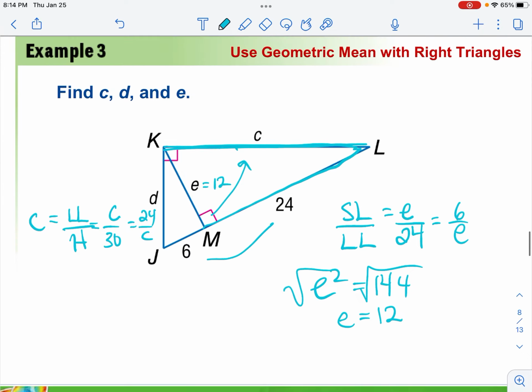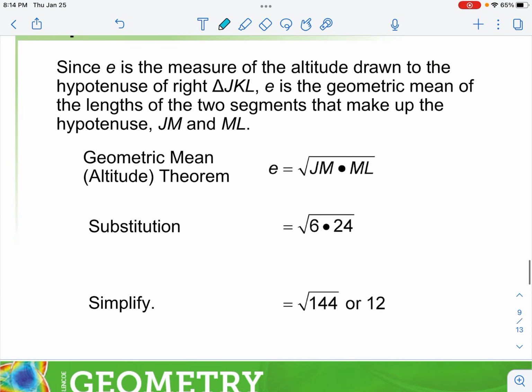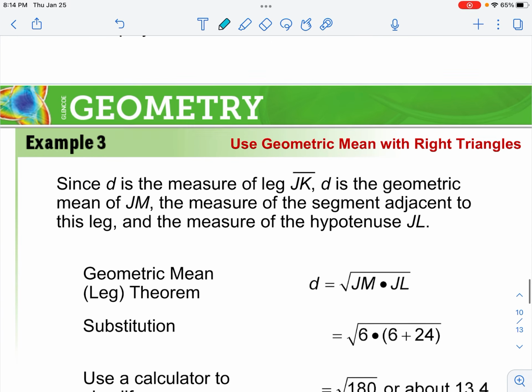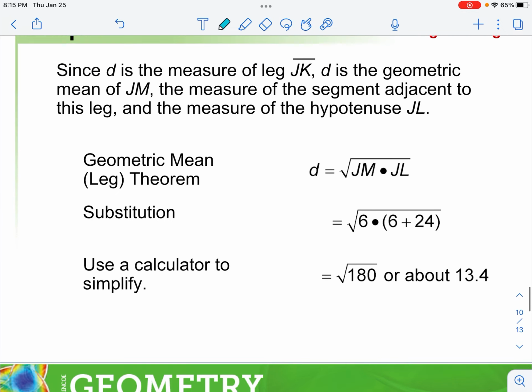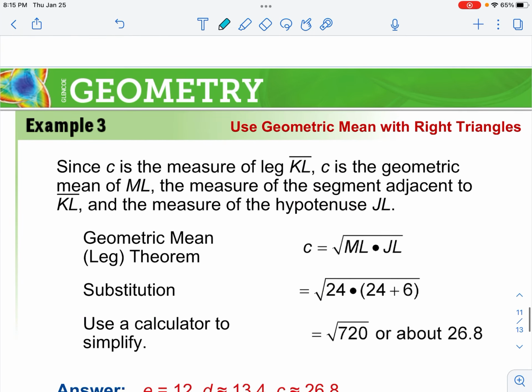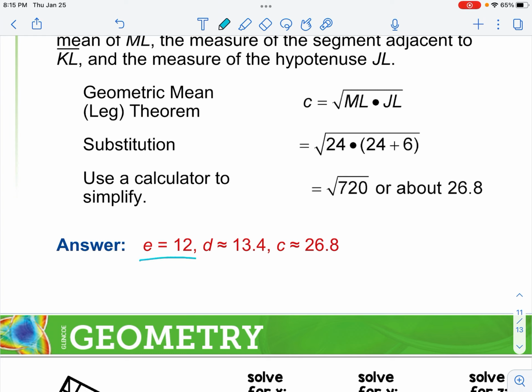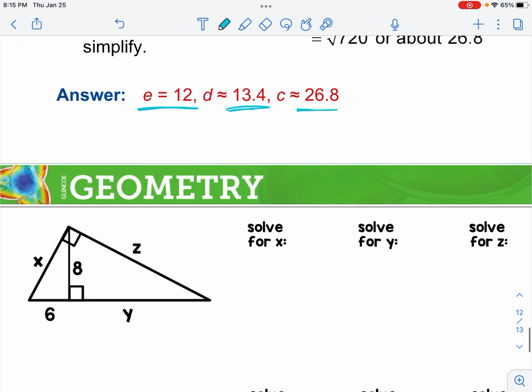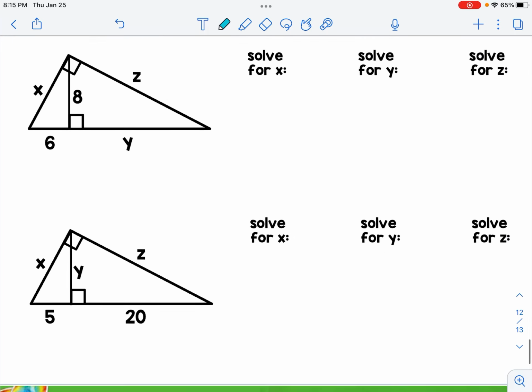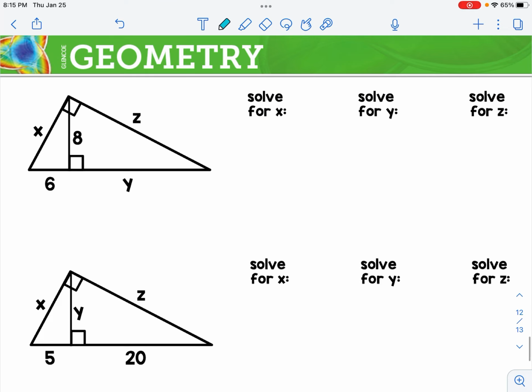Okay. If you just came back, you're going to scroll down. This is the first one I did. We multiplied 6 times 24. Our second one, we had the square root of 180. And then the last one we had, so here were our numbers, 12, 13.4 approximately, and 26.8 approximately. If you put this in slow motion, you can see the math above. We're going to do one more of these together, and then I'm going to have you try the ones below.